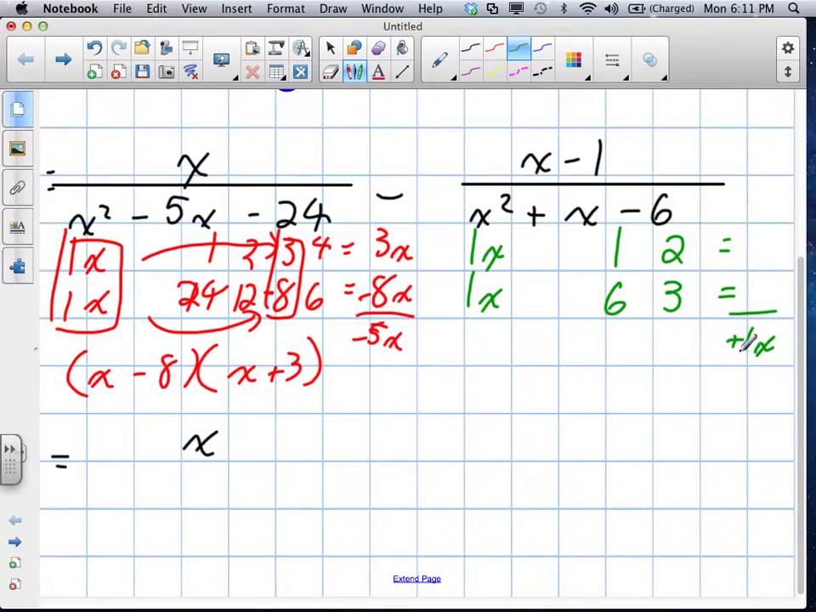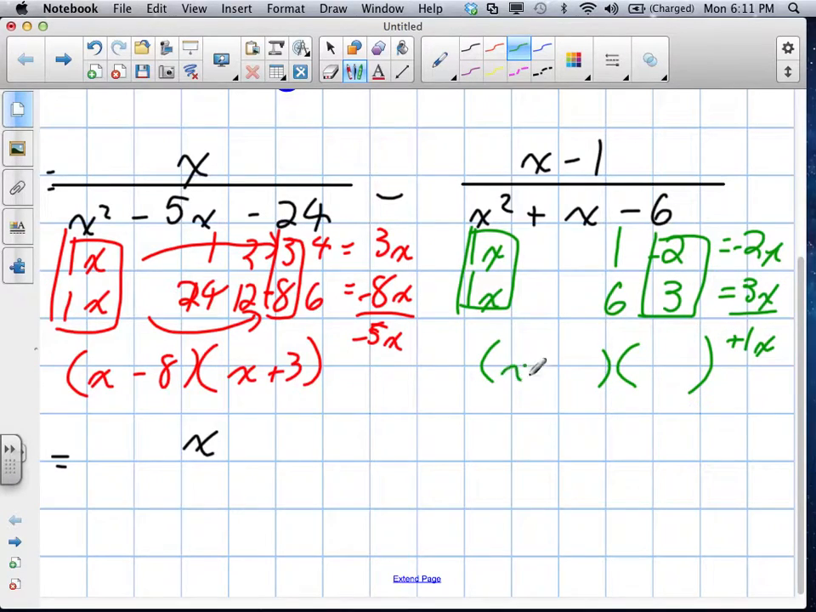How can we make positive 1x? 2 and 3. That's right. We're going to use this column and this column. So we're going to get 2x and 3x. Okay, and one of them is going to have to be negative. Which one? 3. Negative 3 plus 2? Negative 2. Yeah, the 2 has to be negative to get a positive answer. So we're going to get x minus 2 is one and x plus 3 is the other.